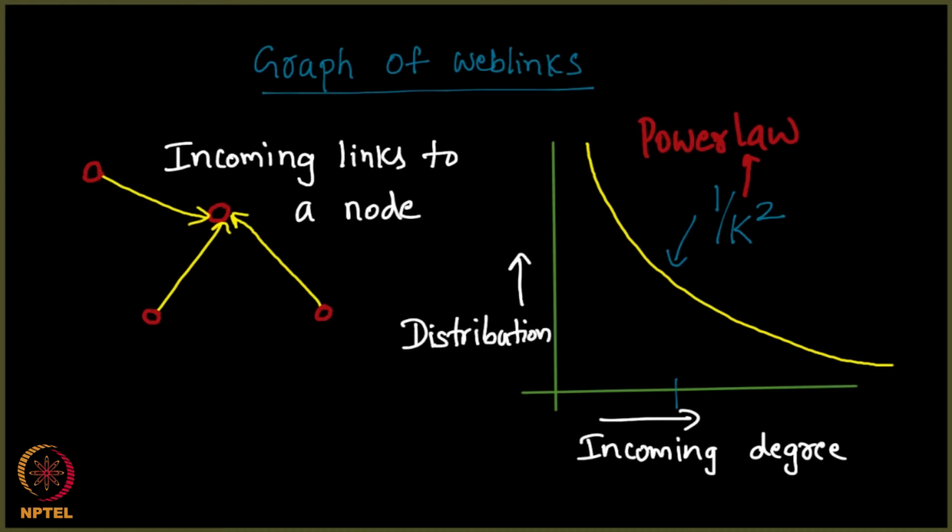And this is called the power law. The law which states that some distributions do not exhibit normal behavior. You don't see a bell curve there. You see a drop like this. So the exponent here is 2. It can be anything for what we know. But in the case of the web links, it turns out to be k square.